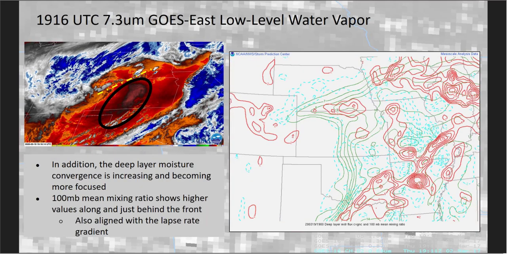At the same time, again looking at some other features from the SPC mesoanalysis at 19Z, the deep layer moisture flux convergence is picking up across south central Nebraska, and you can see the mean mixing ratio getting wrapped, I guess, on the north side of the upper low there into southwest Nebraska. So that's aligned right along that low-level lapse rate gradient, in that region of convective initiation.